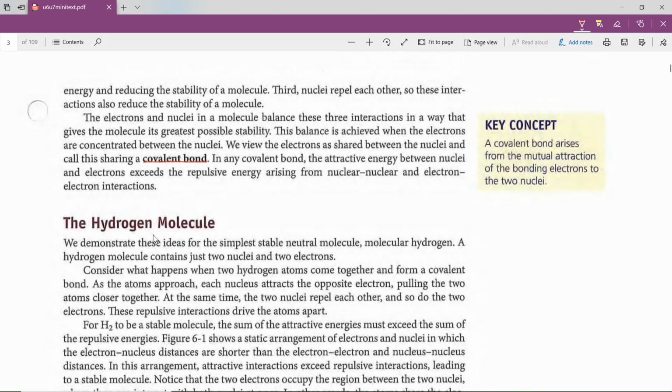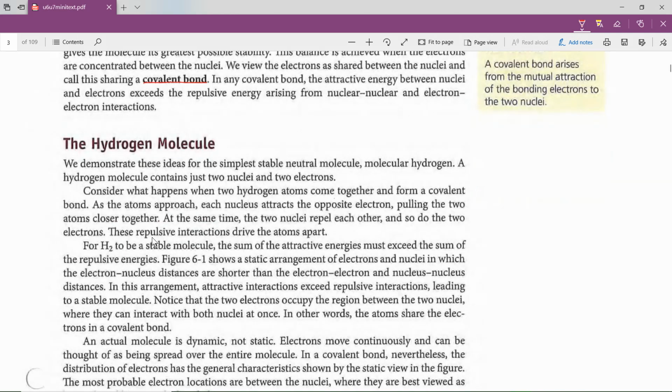You can share 2, 4, even 6 electrons between the participating nuclei, and that business of attraction of one set of protons in a nucleus for the shared electrons balances with the attraction of the other nucleus for the shared electrons, and fights with the repulsion between the nuclei, and you get a compromise and hopefully get a covalent bond if that's what you want. So the attractive energy between nuclei and electrons exceeds the repulsive energy arising from nuclear-nuclear and electron-electron interactions. That would give you a covalent bond.